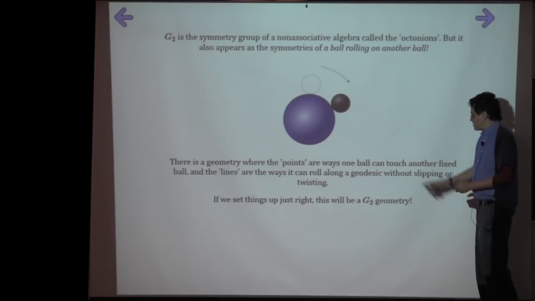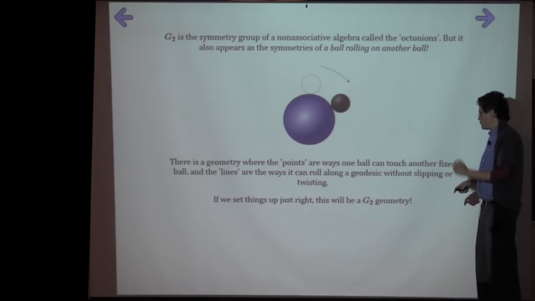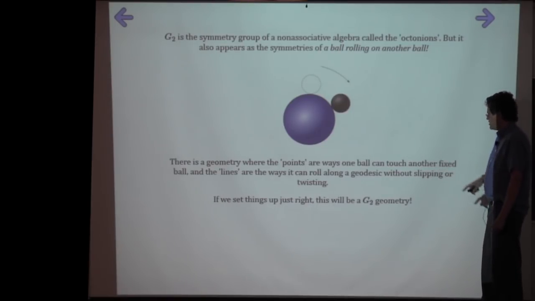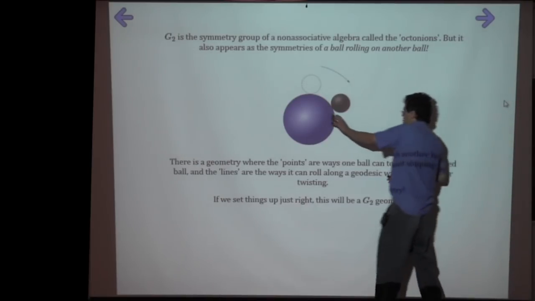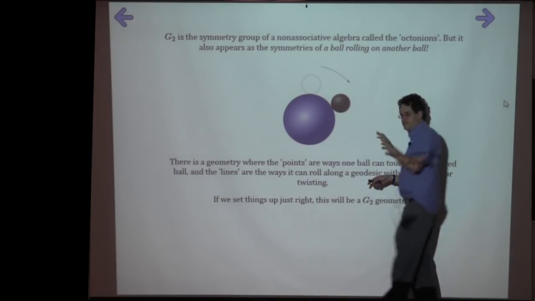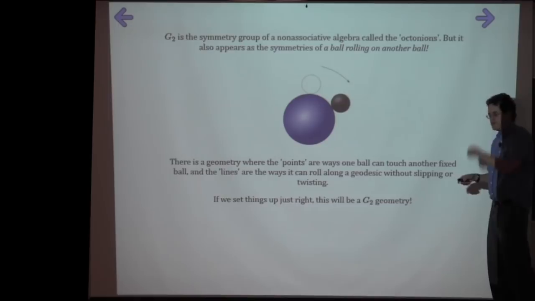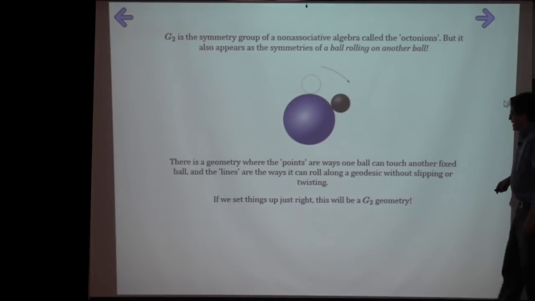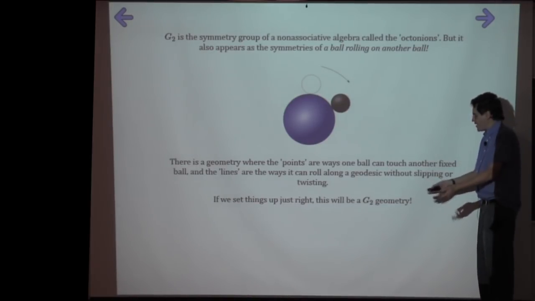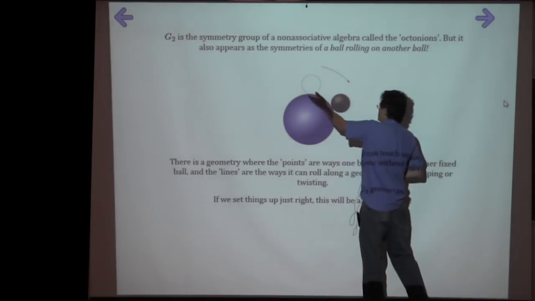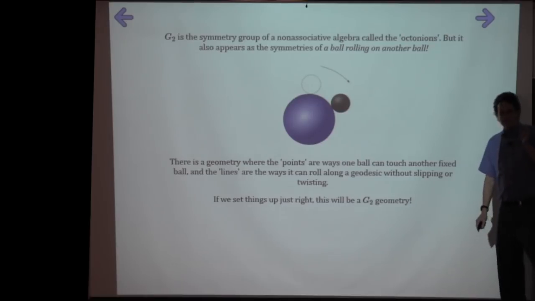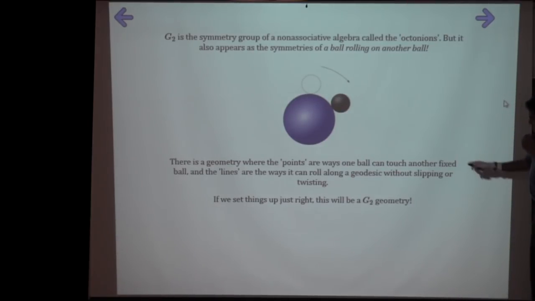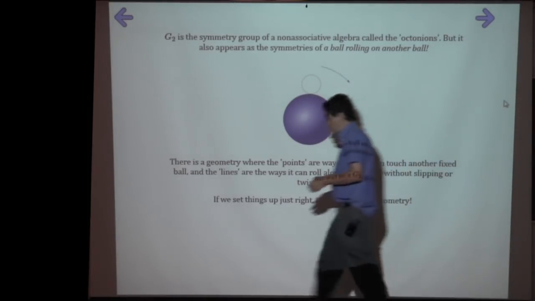And then the lines are just the ways that the small ball can roll along a geodesic or a great circle without slipping or twisting. So it rolls as if it's made of rubber and it's touching something else made of rubber. It doesn't skid or twist around. It just rolls in the nicest way. And so you can talk about a point lying on a line. If we have this motion here, that would be a line, and this is one of the points lying on that line. If you set this up correctly, this will obey the axioms of G2 geometry.